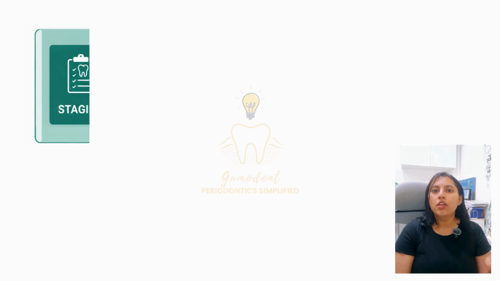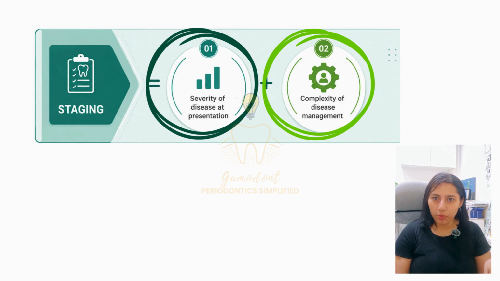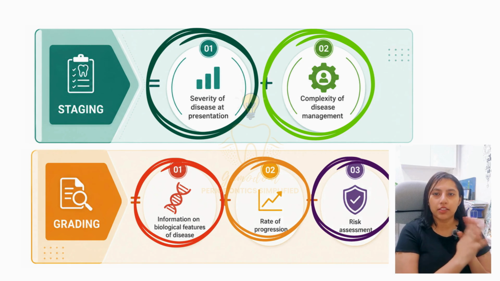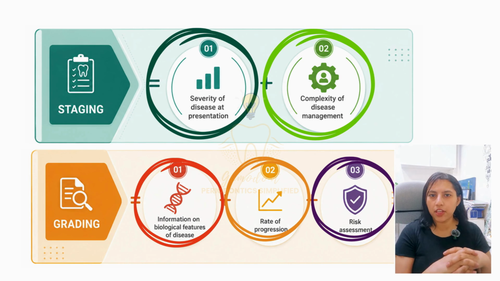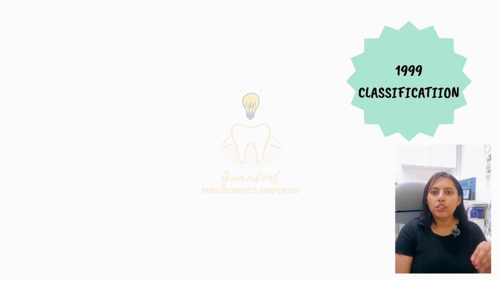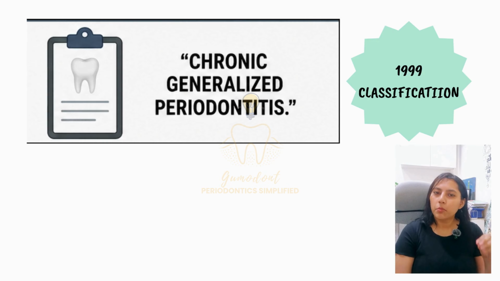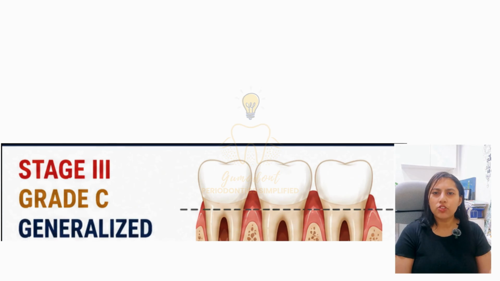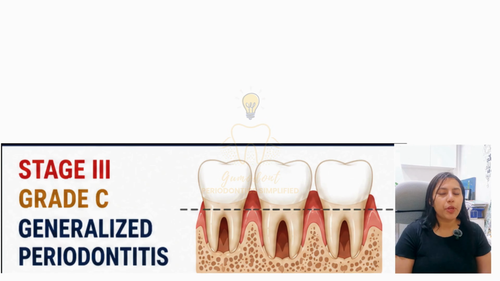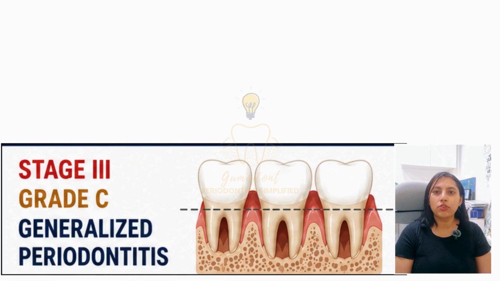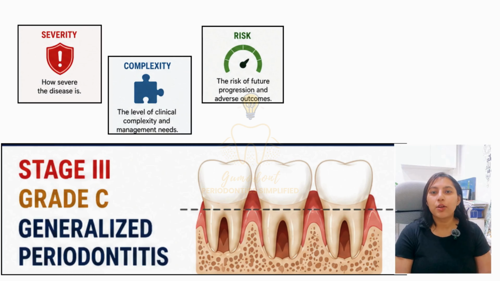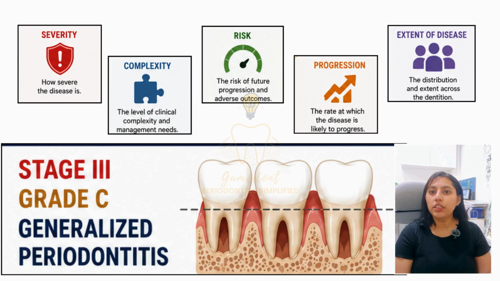So always remember, staging describes severity and complexity, while grading describes a rate of progression and risk. Now let us integrate everything together. Earlier, we would simply diagnose this case as chronic generalized periodontitis. But now the diagnosis becomes much more complete. For example, stage 3 grade C generalized periodontitis. In a single diagnosis, you are describing severity, complexity, risk, progression, and extent of the disease.